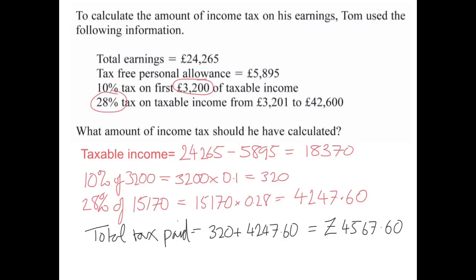Now, it didn't ask for it in this case, but one other thing that we could work out is, rather than how much tax he's paid, what is his net pay? What's his pay after tax? And that's nice and easy. Once we've worked out that he pays £4,567.60 in tax, his net pay is £19,697.40. However, in this question, we're simply asked for the amount of tax, so the answer is £4,567.60.